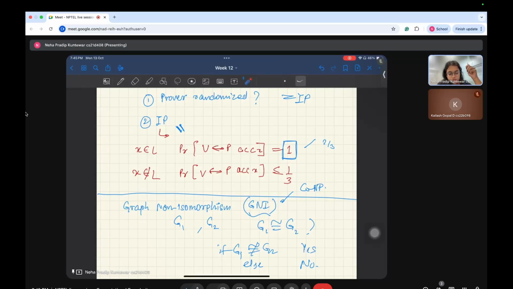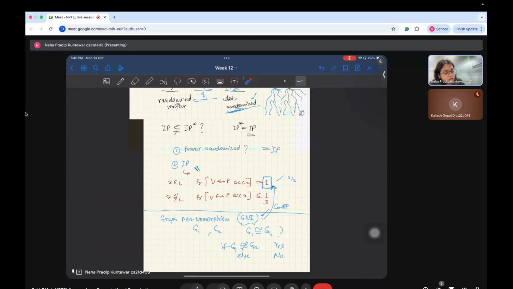So notice that in that process, if x is in the language, that is G1 is not isomorphic to G2, for the yes instance, then the probability that the verifier accepts was always 1. So this is what we were maintaining. And in the other case, we had a small error probability, 1 over 2 to the n or something, which was exponentially small. But just to recall, this example did maintain the fact that for the yes instances, the verifier is correctly able to detect them.